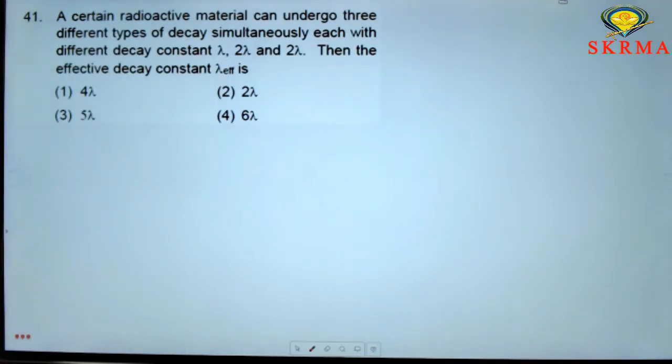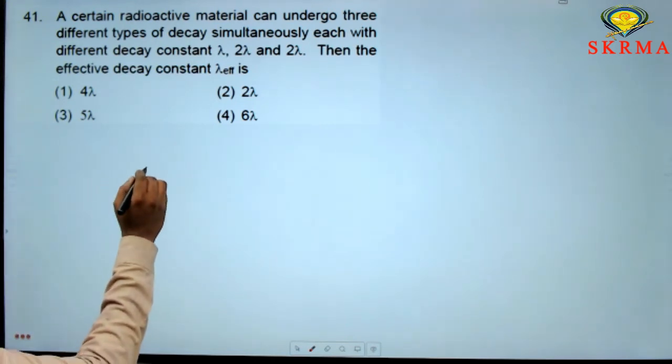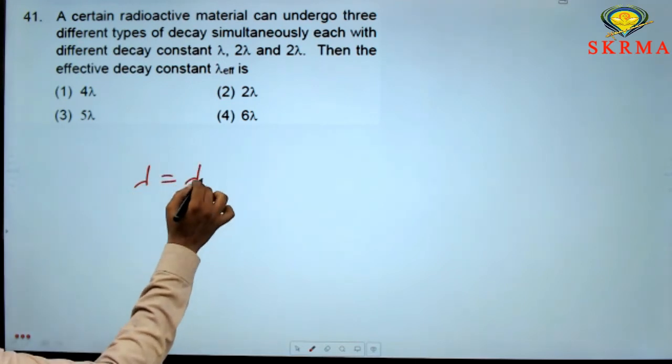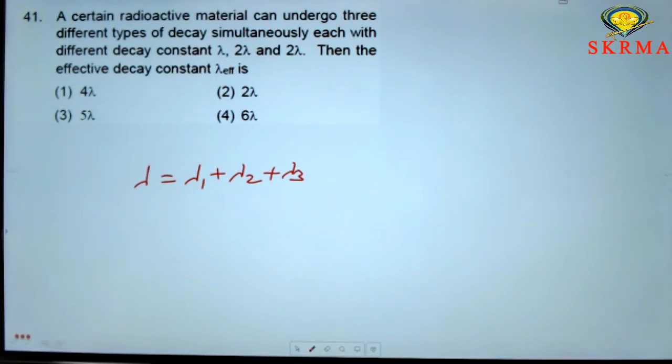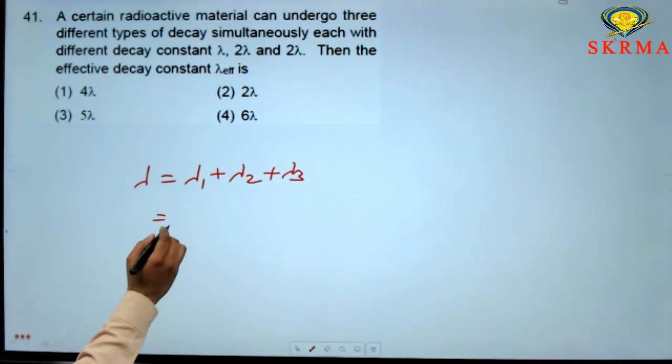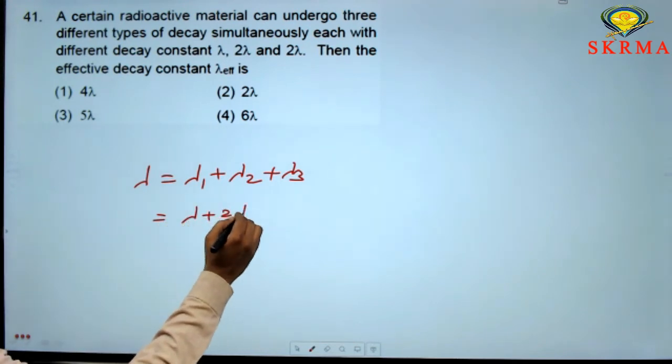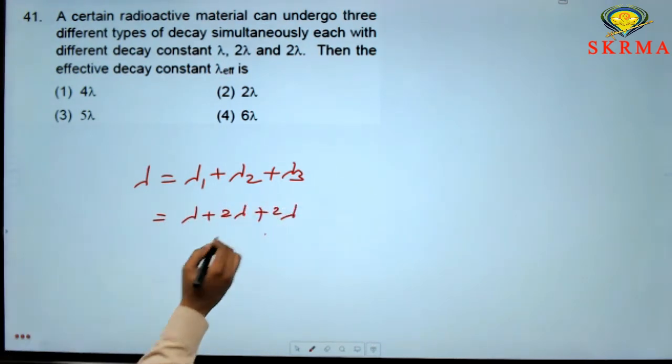Next, a certain radioactive material can undergo 3 different types of decays simultaneously. Then what is the effective decay constant? If 3 decays are there, then lambda 1 plus lambda 2 plus lambda 3. So lambda plus 2 lambda plus 2 lambda, 5 lambda.